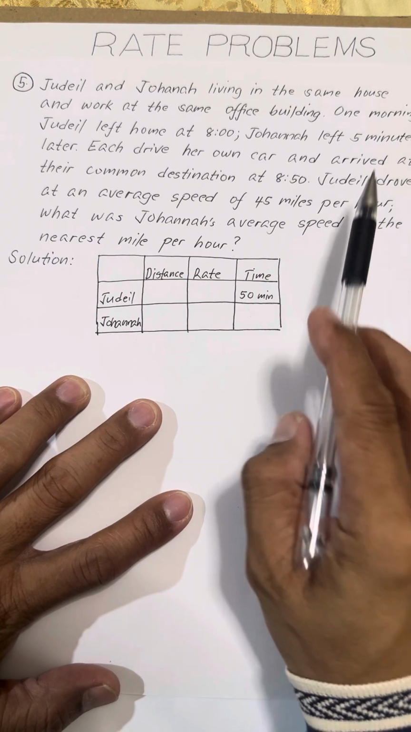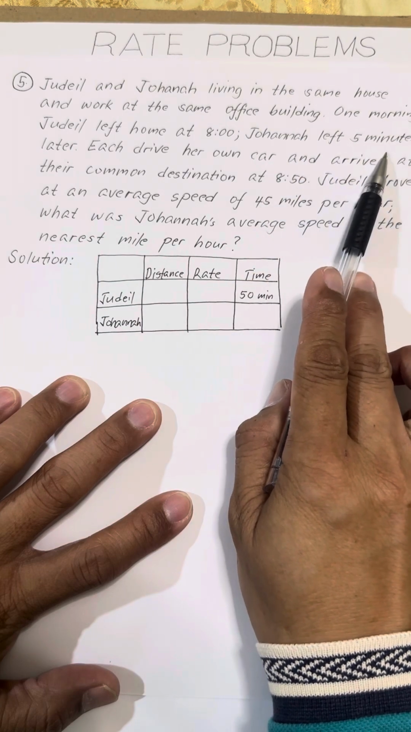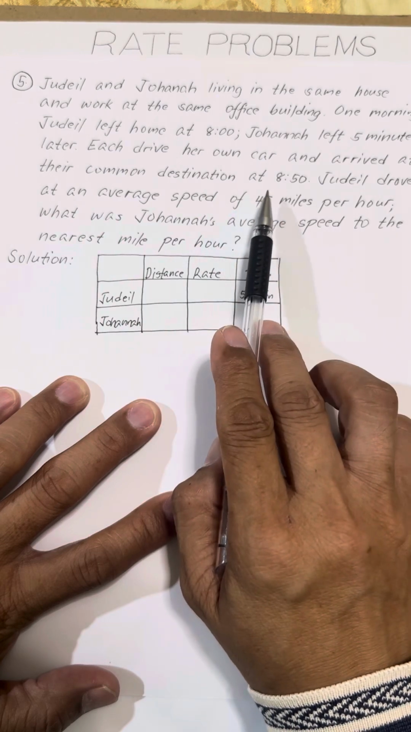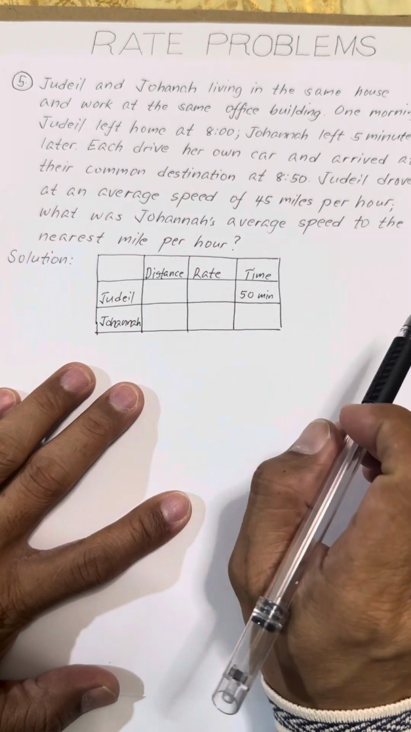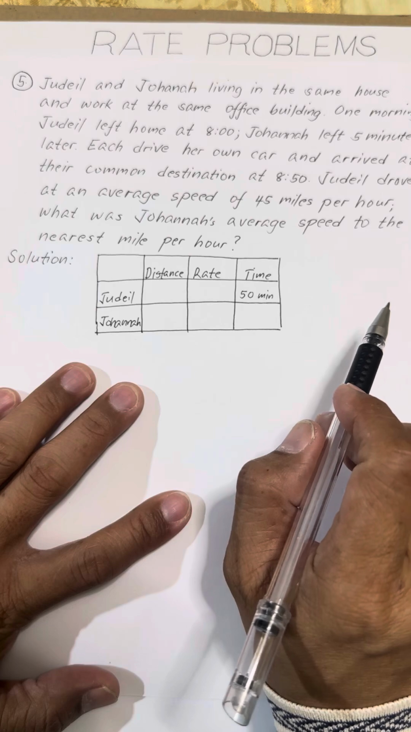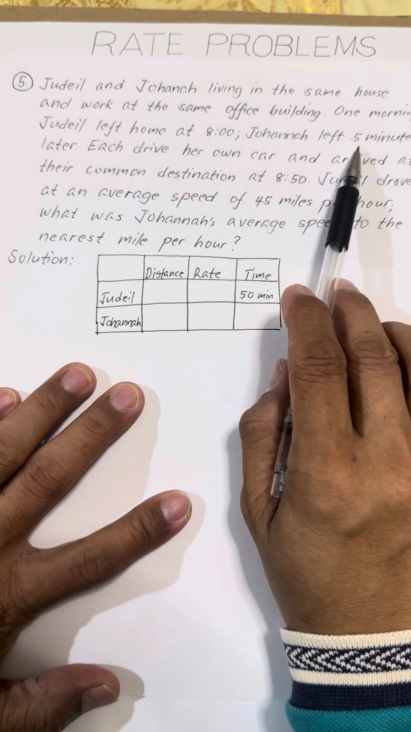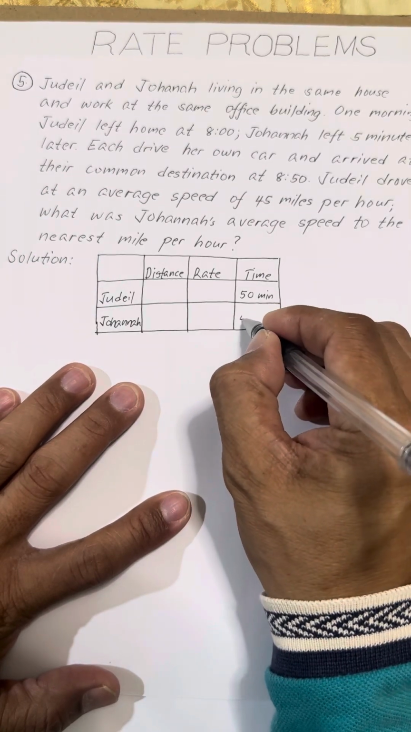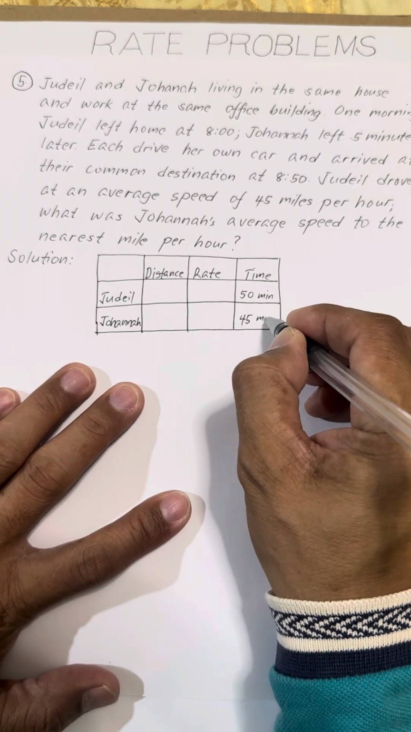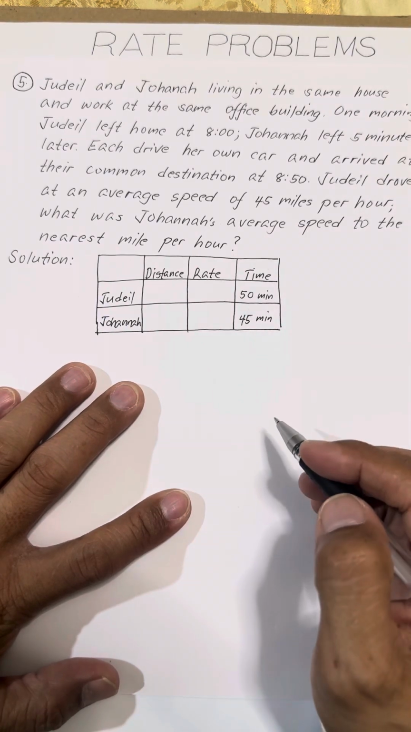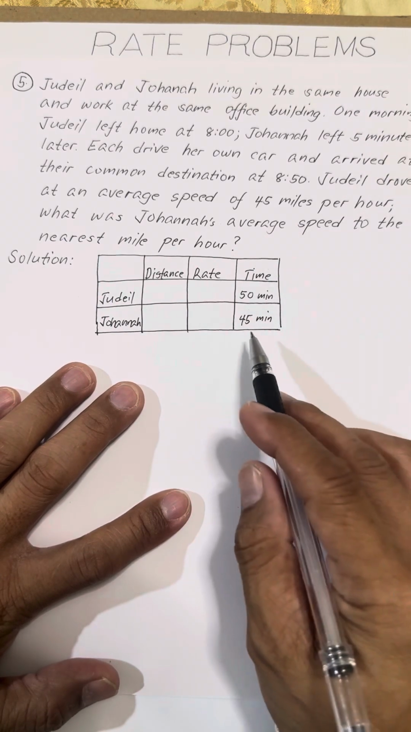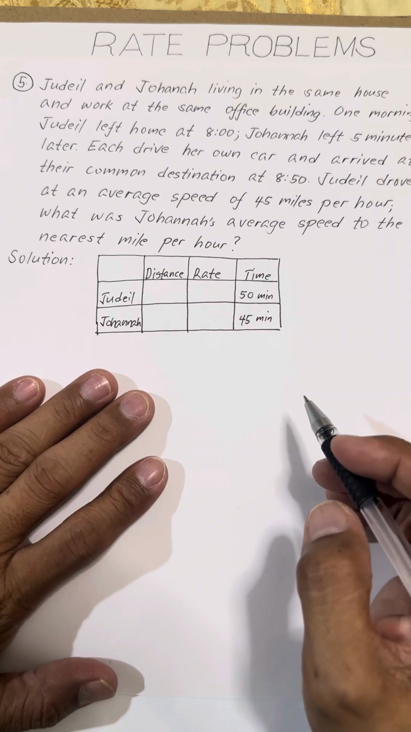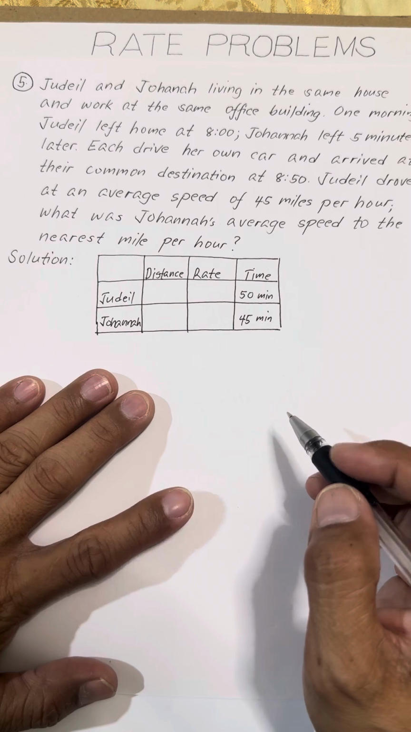And then it says Johanna left 5 minutes later, but they arrived at their common destination at 8:50. So it means that they arrived at the same time. Since Johanna left 5 minutes after Judel, it means that it took her only 45 minutes. So that's the time for Johanna. It took Johanna 45 minutes to reach her office building, same as Judel's office building.